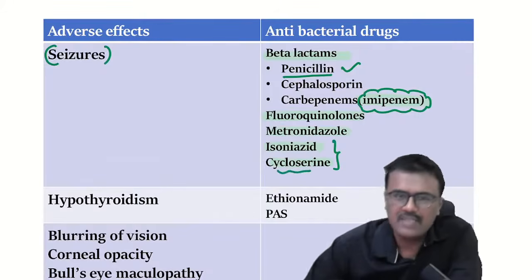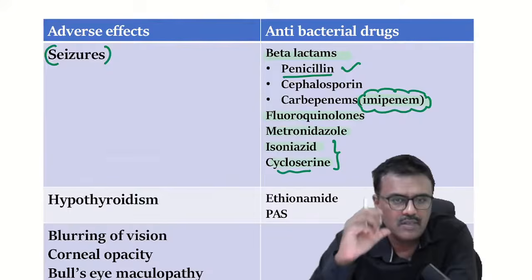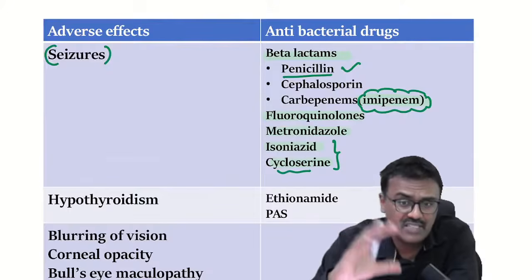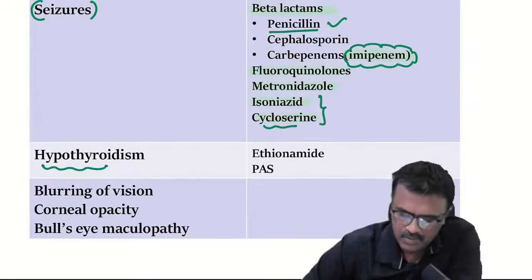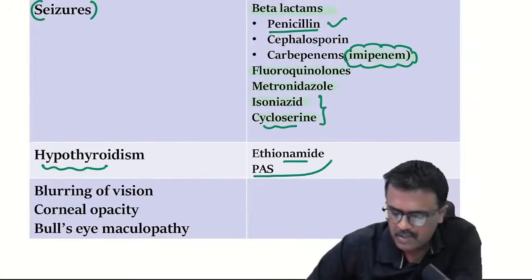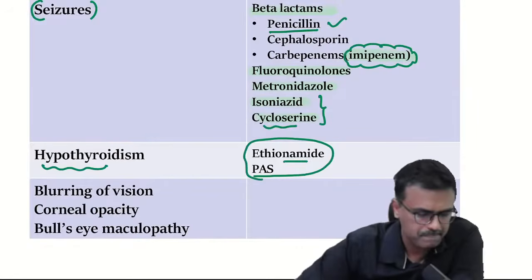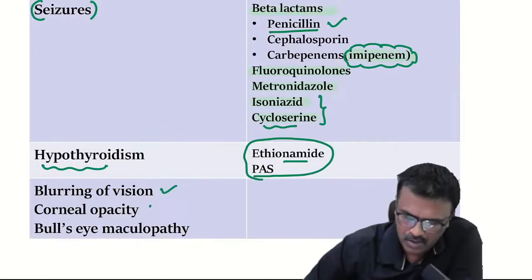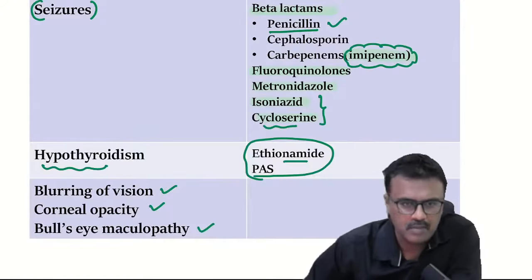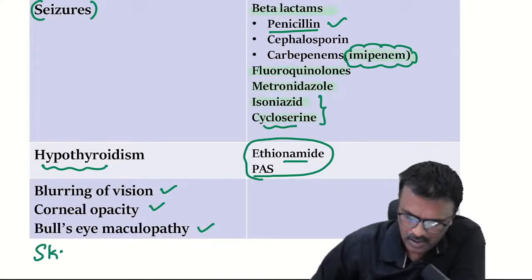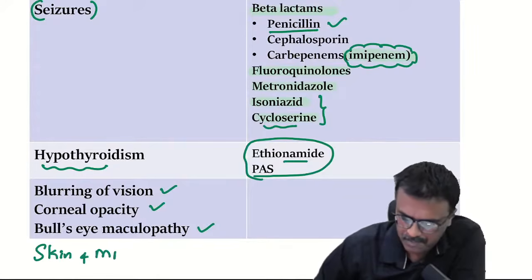Cycloserine is also called psychoserine because cycloserine causes psychosis, seizures. Now they have also tested hypothyroidism, which is caused by ethionamide and PAS. These are anti-TB drugs. Then blurring of vision, corneal opacity, and bullseye maculopathy. Tell me which drug? Blurring of vision, corneal opacity, bullseye maculopathy, and also skin and mucous membrane pigmentation.